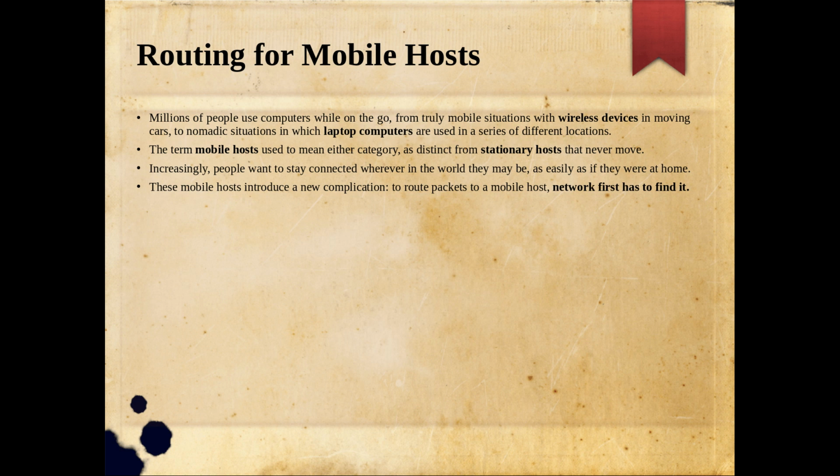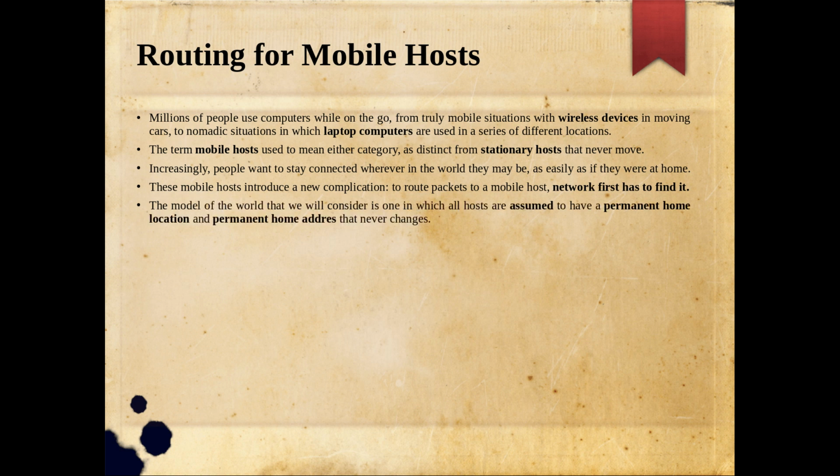So far we assumed that the devices are stationary, having a fixed network layer address, and accordingly we discussed the routing topic. When they are on the move, how will this be handled? The model of the world that we will discuss is one in which all hosts are assumed to have a permanent home location and a permanent home address that never changes. So even though the devices are on the move, they are supposed to have a permanent home location, where they are permanently assigned, and accordingly a permanent home address. That is the first type of model which we will discuss in more detail.